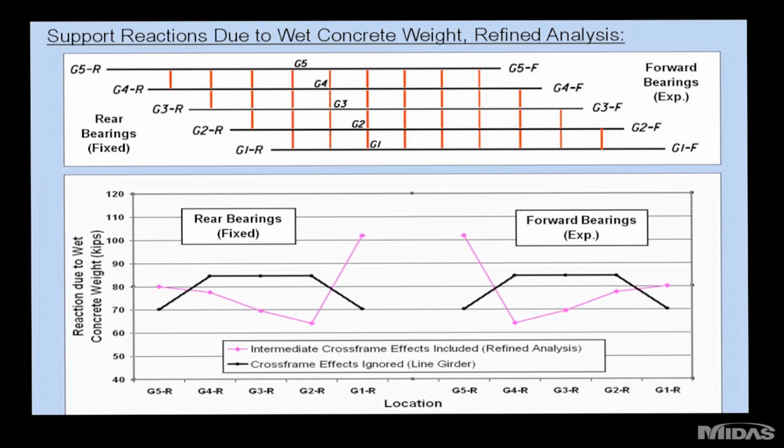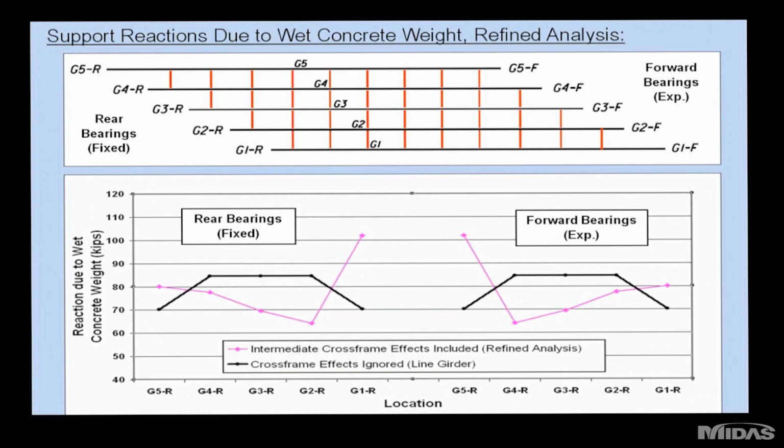Now another effect of the intermediate cross frames is a redistribution of loads across the bridge. And the easiest way to see that is to look at the support reactions at each end of the bridge. The reactions for all the bearings are plotted on the chart at the bottom of this slide. The rear bearings on the left, forward bearings on the right. The black line is what was predicted using line girder analysis without considering the cross frames. The pink line considers the effects of the cross frames.